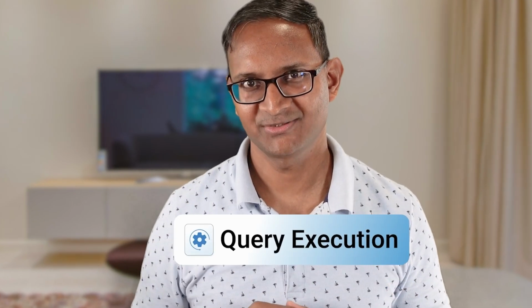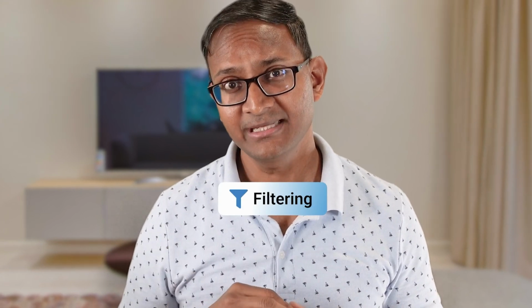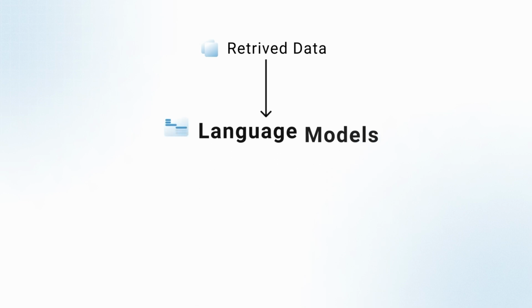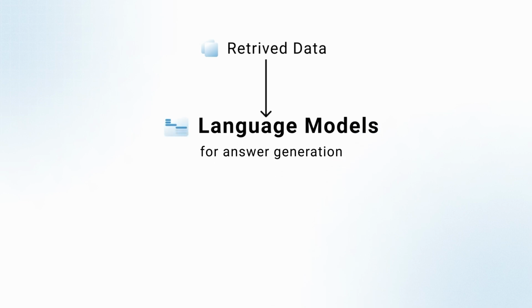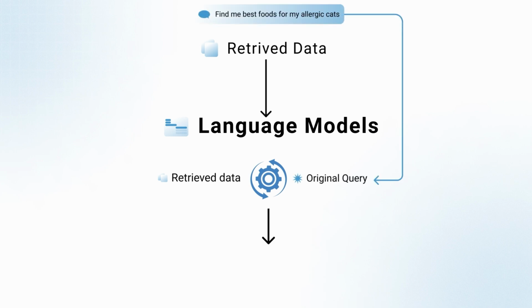Now, query execution. For this step, they utilize a DBMS to retrieve the relevant data. The database query engine handles all the heavy lifting, such as filtering and ranking based on a given query. Once the relevant data is retrieved, it is then sent to the language model for answer generation. The language model processes the retrieved data and the user's original query to generate the final natural language response.